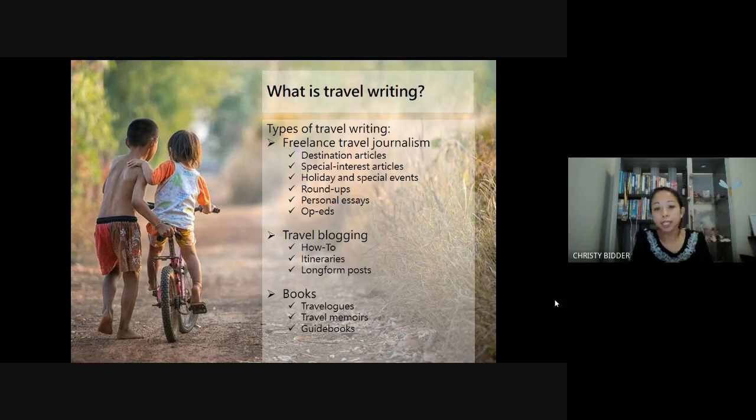Last but not least, there are guidebooks that are straightforward, informative, and fact-filled. For example, Lonely Planet Guidebook for Nepal or Rough Guide in Japan. So there you are, ladies and gentlemen, the 12 different types of travel stories you can possibly write.